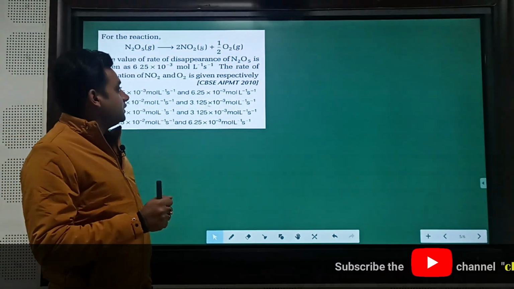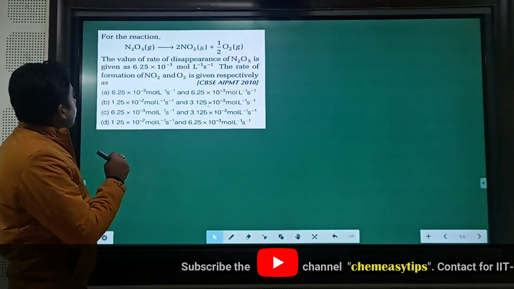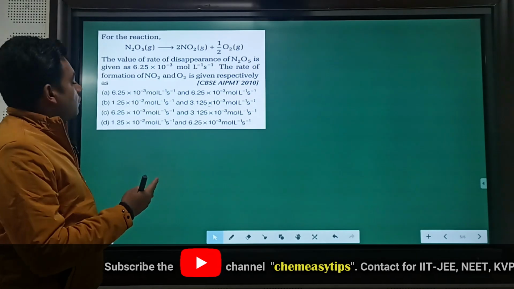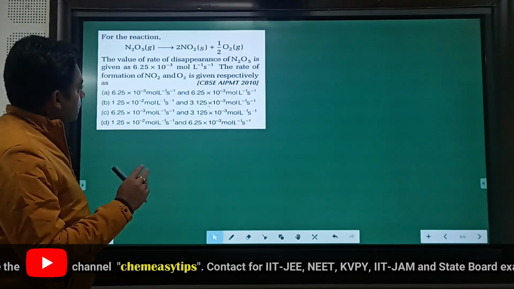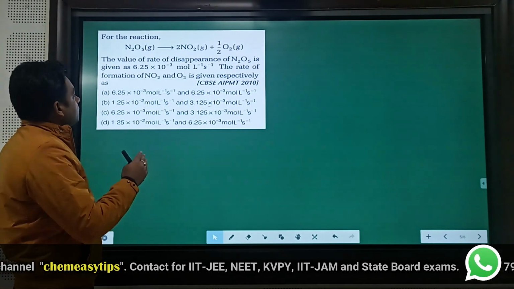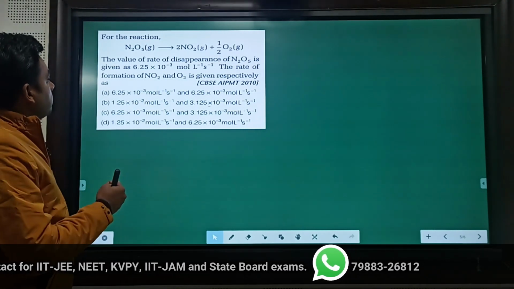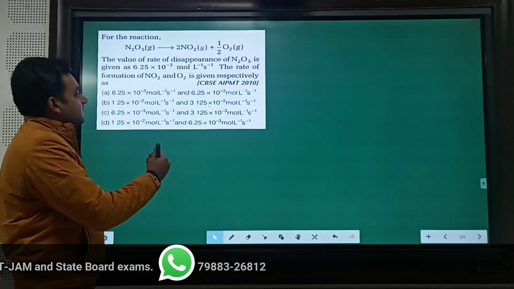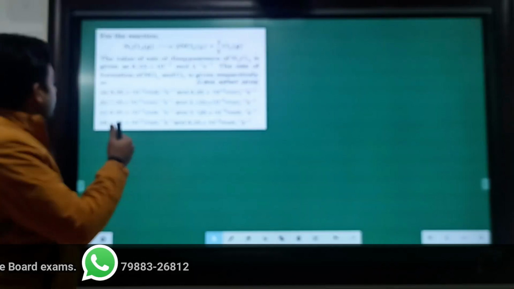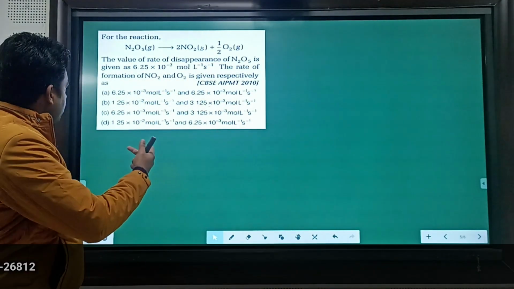ये जो क्वेश्चंस हैं, ये हमने केमिकल काइनेटिक्स के न्यूमेरिकल प्रॉब्लम्स में से AIPMT 2010 से लिया है। The question is that for the reaction, that is decomposition of N2O5 into NO2 molecule and O2, given the reaction, the value of the rate of disappearance of N2O5 is given. We have to calculate the rate of formation of NO2 and O2. So we have the four options.